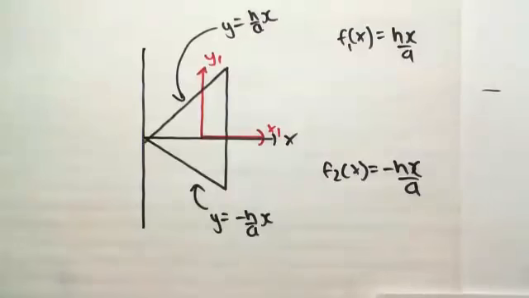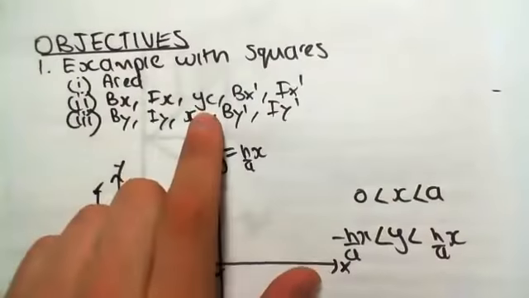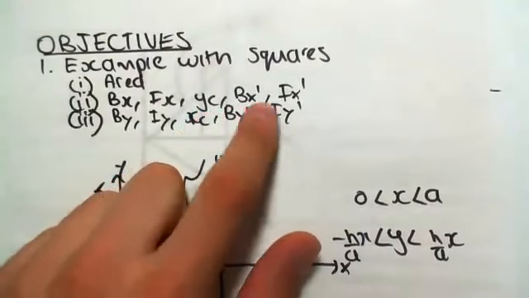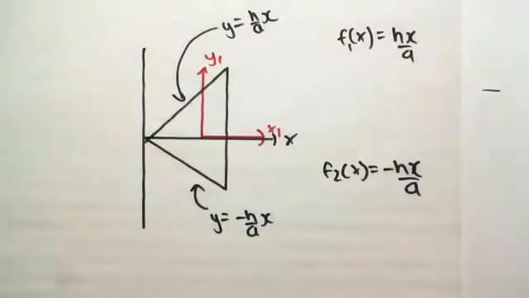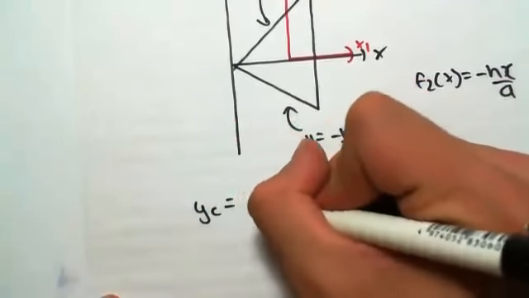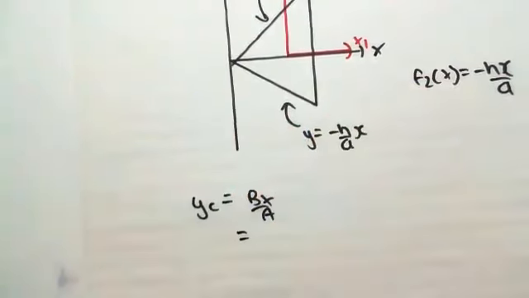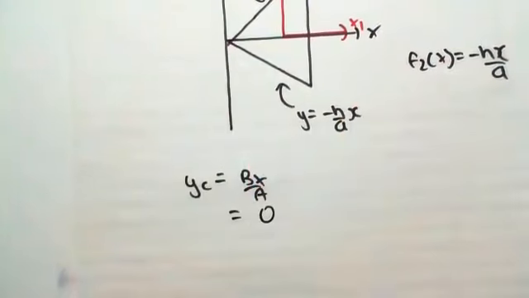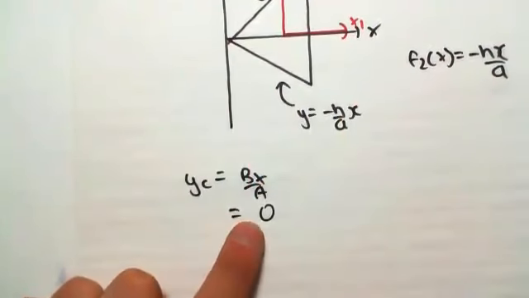Hey guys, I'm continuing straight on from the previous video. So we're now up to finding the centroid yc, bx dash, and ix dash. We know that the formula for the centroid yc is bx on a. We found bx though to be 0, so the distance to the y centroid is just going to be 0.